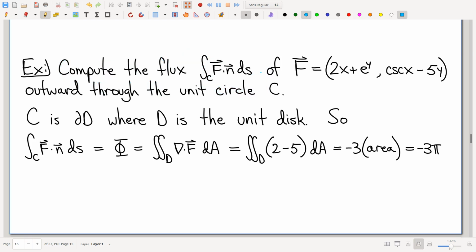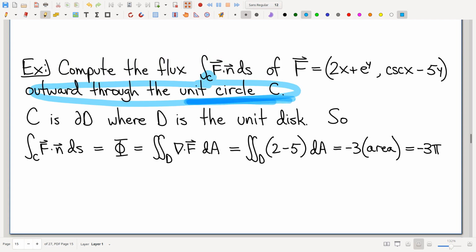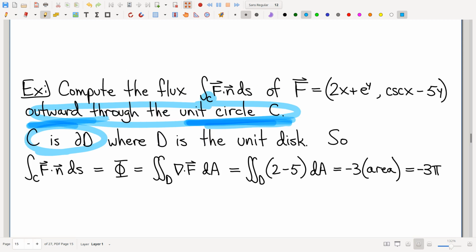But then we make a quick observation, which is that the curve over which I'm supposed to compute this flux, the unit circle oriented outward, that is exactly a boundary. Right? Pretty good. And being as it is a boundary, we can apply our new theorem.